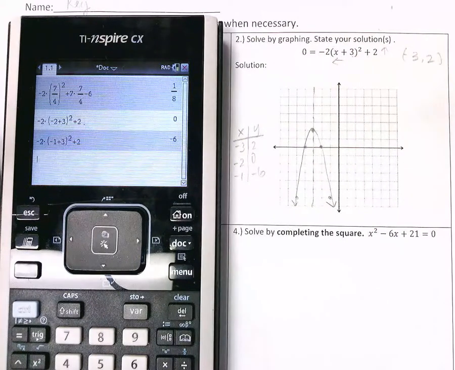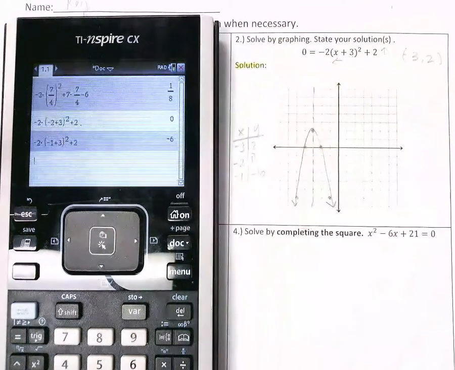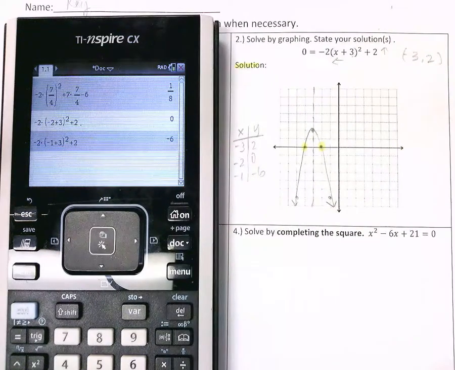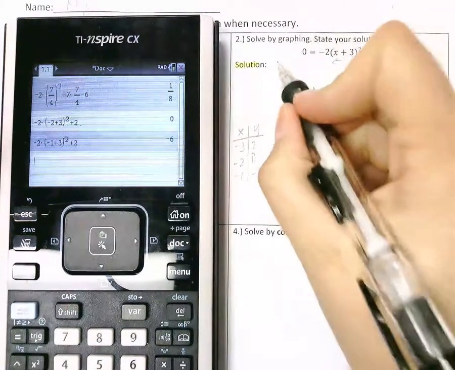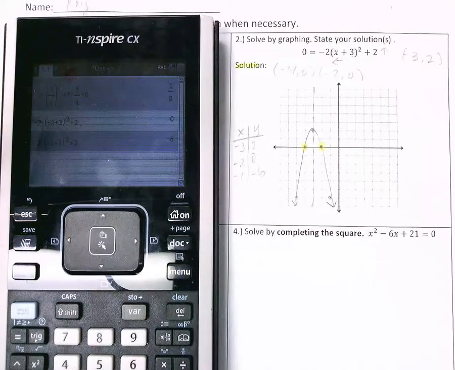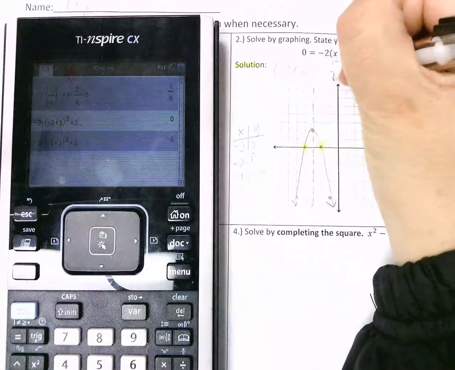Okay, and then it wants you to identify your solution. So what is our solution? It is -4, 0 and -2, 0. And what exactly are we looking for? Yeah, you're looking for the x-intercepts. Okay, so you're going to write -4, 0 and -2, 0 for both solutions.